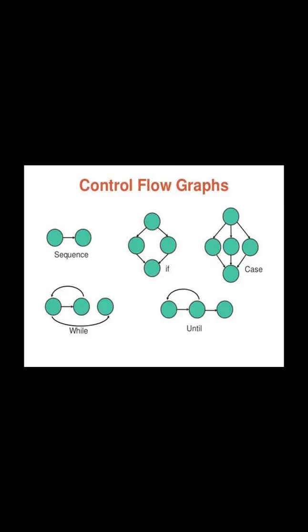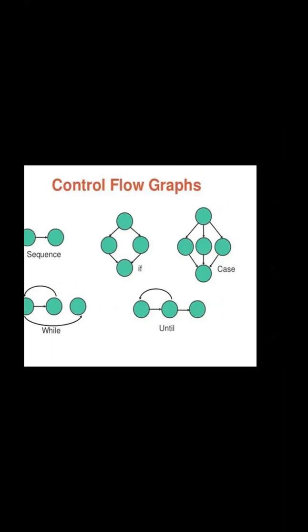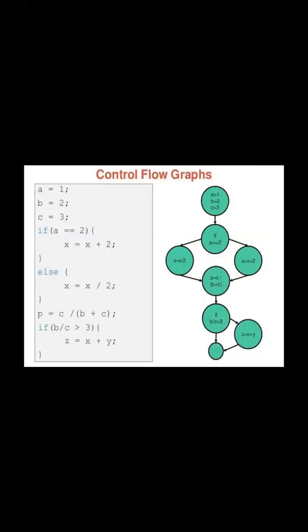So this will create the control flow graph. Then we will check for the hidden errors in the given code. For the given sample program, they drew a control flow graph. The example program has some lines like assignment statements A equal to 1, B equal to 2, C equal to 3. All those assignment statements are given in the first node.